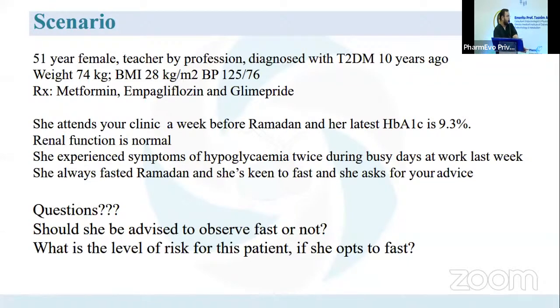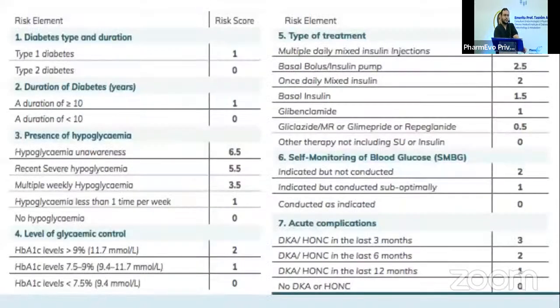And if we recall, if there are more than 6 points, it is high risk. So she should not be advised to fast in this condition with Ramadan. But things can change next time. Maybe she has better control of her hyperglycemia, and maybe she is off certain drugs that can cause hypoglycemia.